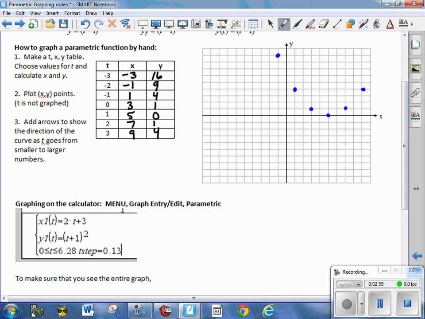And you can see this is a parabola, or at least it appears to be, and it is a parabola. Now, before I draw little arrows on the end like I'm used to doing, the directions say add arrows to show the direction of the curve as t goes from smaller to larger numbers. In this case, as t gets larger, the graph moves from left to right. That is not always the case, so don't always assume it's going to move from left to right, but that's where we add the arrows. So arrows indicate t getting larger.